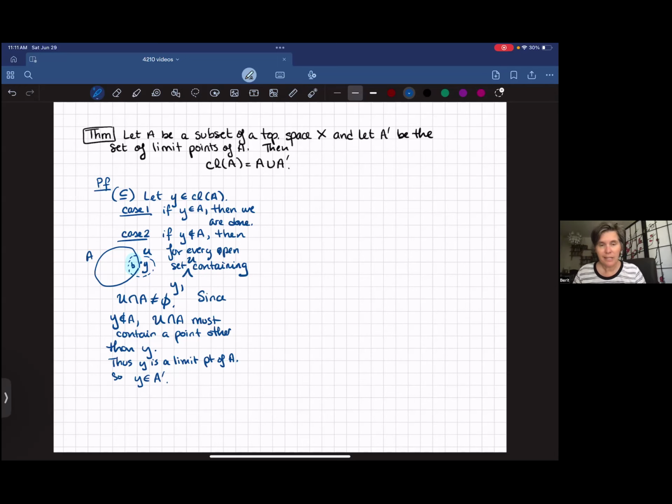And so in all cases, it's in one or the other, okay? So in both cases, Y is in A union A prime. Okay, because in case one, it's in the A part, and in case two, it's in the A prime part. It could be in both in case one, but for sure it's at least in A. All right, so that's one direction. That's one direction of this subset style proof. Now let's look at the other direction.